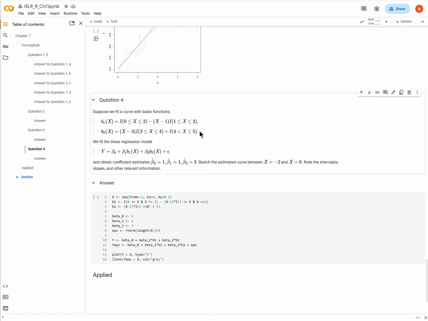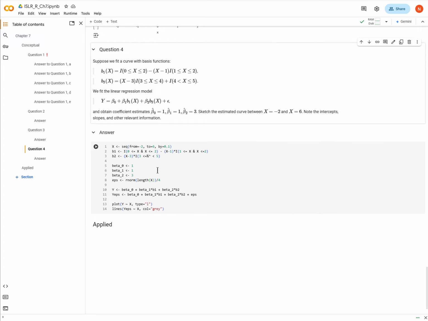I could repeat the same thing here, but the specifics aren't really that important. Just that you know how to read these indicator functions. It's 1 or 0 depending on whether or not x is within that specification or not. And then we have a linear model here for y, right? Where the beta naught estimate is 1, the beta 1 estimate is 1, and the beta 2 estimate is 3. And so we're going to sketch a curve for x between x equals -2 and 6.